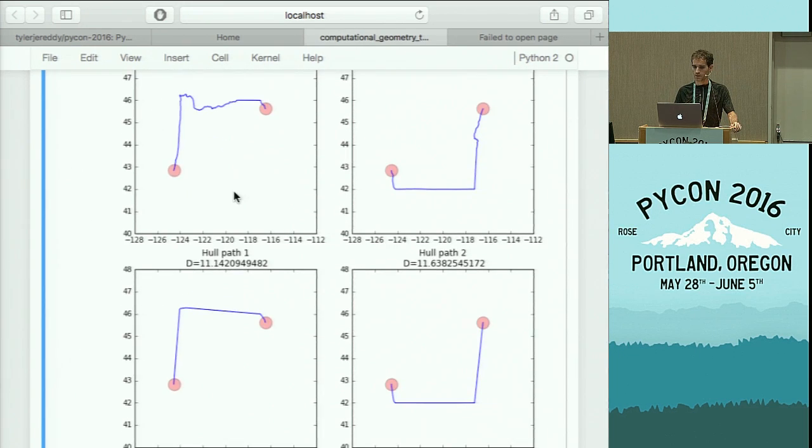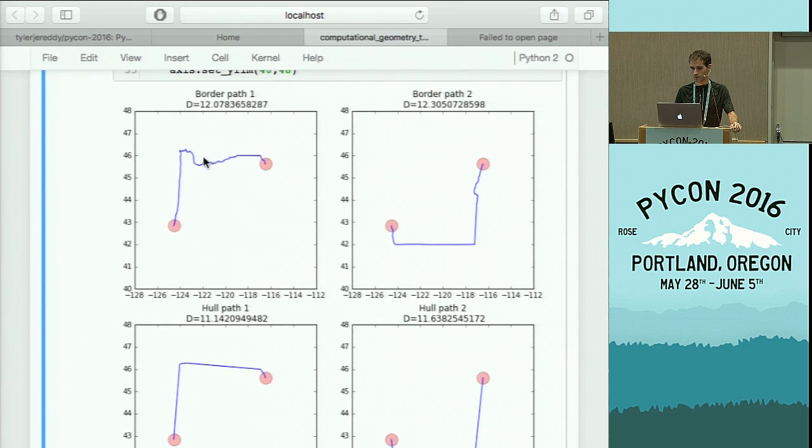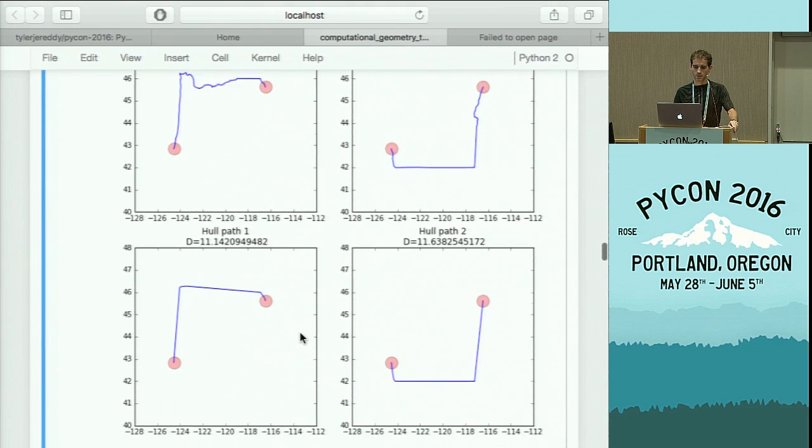So I've basically shown the plot of the paths here, the 4 different options. So this is following the Oregon border in a clockwise manner, and then following the Oregon border in a counterclockwise manner. And the distances have been calculated, again, using that distance matrix approach where you just sum the diagonal. You see they're pretty close. There's a little bit of a difference there. And then doing the same thing with the hull path.